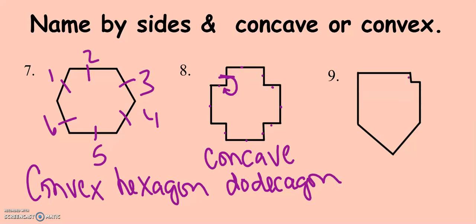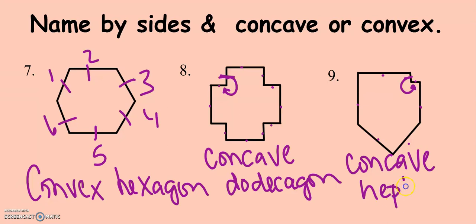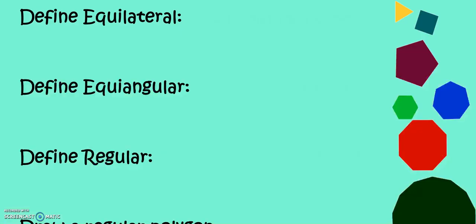And number 9, again, we have that reflex angle here, so this would also be concave. And again, if we pick a starting spot, 1, 2, 3, 4, 5, 6, 7 sides. So that would be a heptagon. So concave has at least one reflex angle inside the shape. Convex does not. And then our last few terms: equilateral.